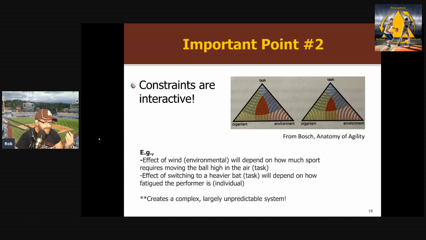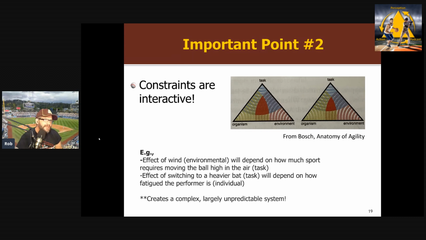So for example, the effect of wind, which is an environmental constraint, is going to depend on how much your skill or sport relies on putting the ball high in the air, which is a task constraint. If I ask you to start using a heavier bat, which is a task constraint, the effect is going to depend on how fatigued you are, which is an individual constraint. So although we can put them in these neat categories, in practice, they're always interacting with each other.